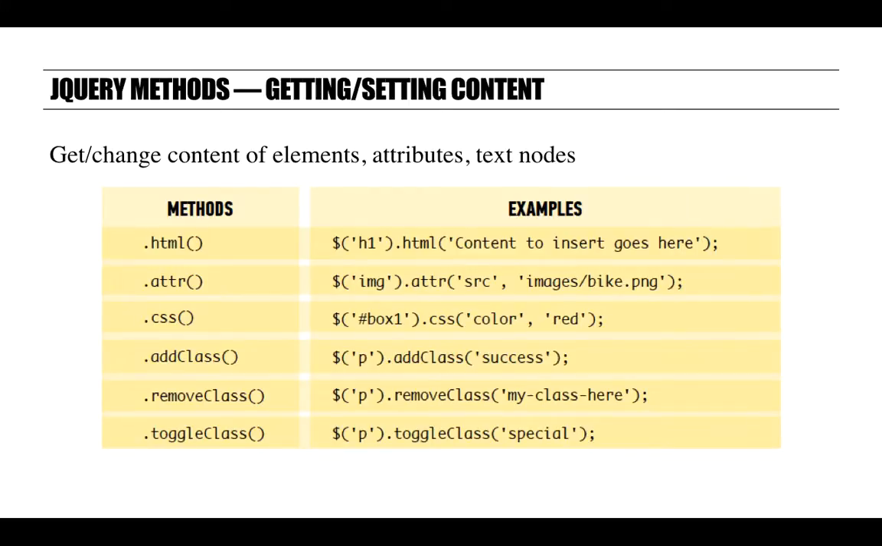Otherwise, you can change your CSS, you can add class, remove class, or toggle class. So toggle class, the way that works is if it already has this class, then it's going to remove it. And if it doesn't have it, then it's going to add it. So that's what the toggling comes in. Does that make sense?